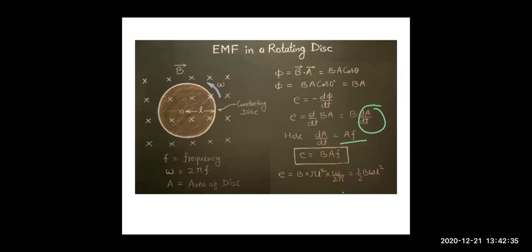So simple, dA by dt को replace कर देंगे AF से, and this is the formula of induced EMF, which is E equals BAF. Now we can substitute the value of A as pi L square. Pi R square नहीं, क्योंकि L है उसका radius, so it is pi L square. F को अगर यहाँ से subject of formula बनाते हैं, F equals omega upon 2 pi. Pi cancels and your induced EMF is equal to half B omega L square. So children, this is the magnitude of EMF produced when we are rotating a disk in uniform magnetic field.